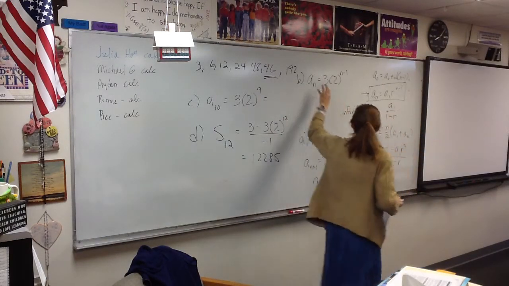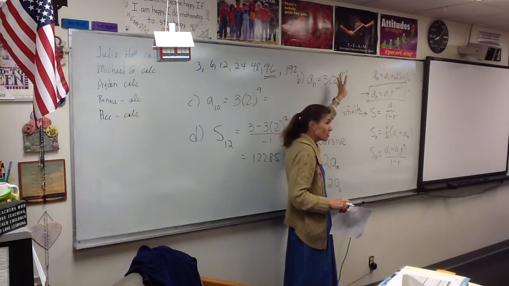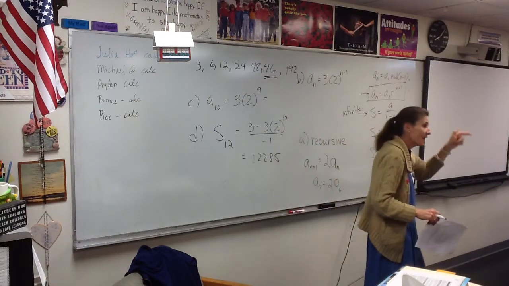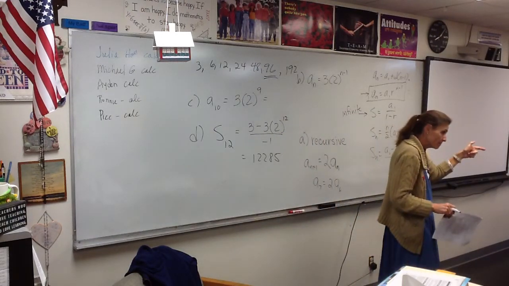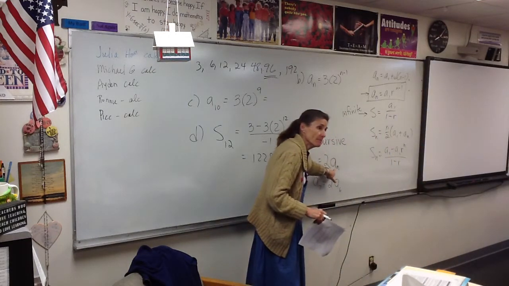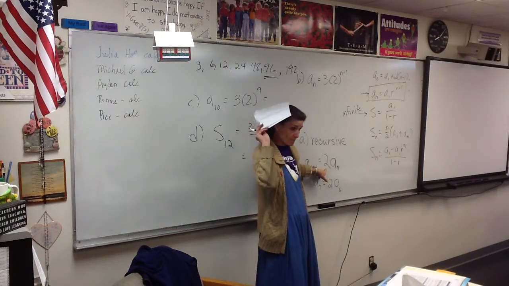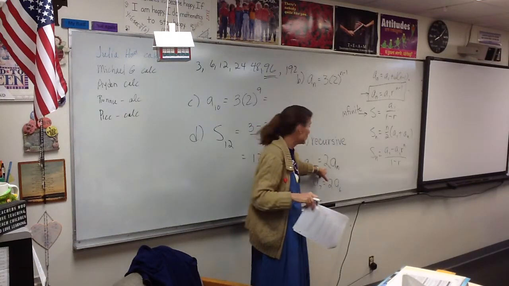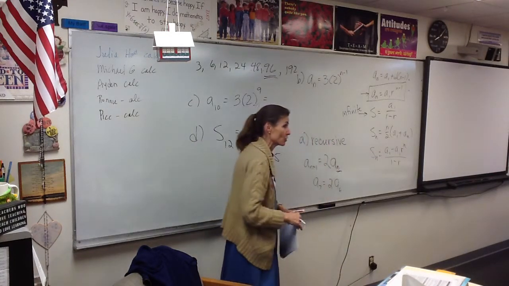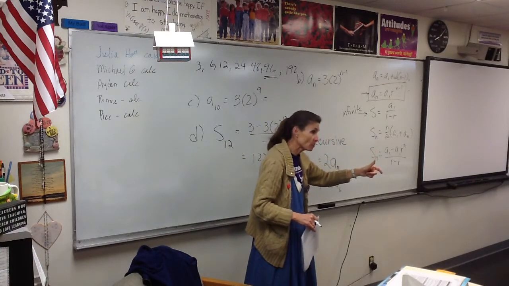So explicit says, if you want the 100th term, just put in 100 and you got it. Recursive says, how do I get from the 99th to the 100th? You take a term, a sub n, do whatever you need to do to it. In this sequence, it's times it by 2, and that will give you the term that comes after the nth term. What's the term that comes after the nth term? The n plus first term.